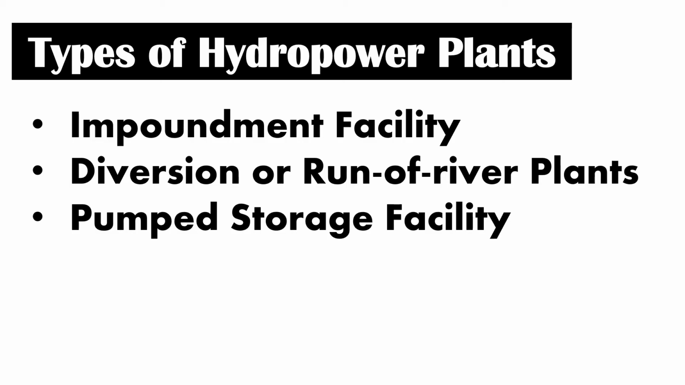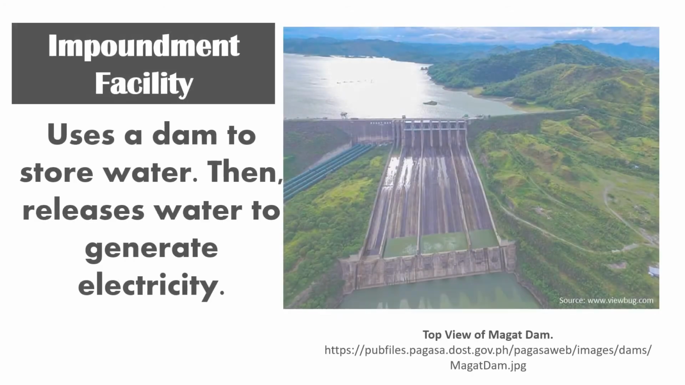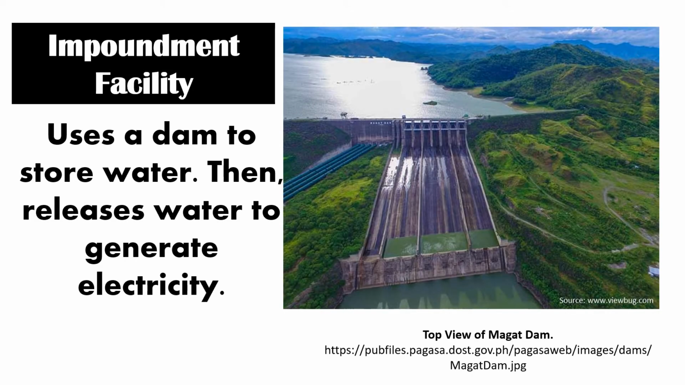Let's go with the types of hydropower plants. So we have three types of hydropower plants. You have impoundment facility, diversion or run-of-river plants, and last one is pumped storage facility. So let's go with the first one. The first one is impoundment facility. So this is the common type or the most common type of hydropower plant.